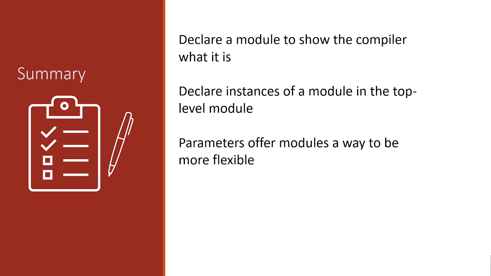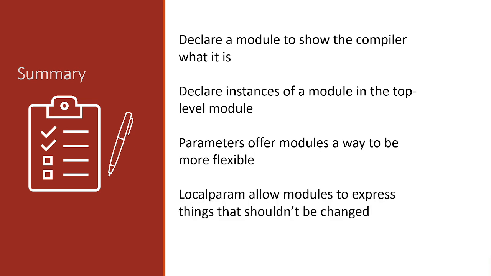Parameters offer more flexibility to module definitions. You can allow someone to more easily modify something that they may want to change in the module. Localparams allow you to express in your code that something shouldn't be changed or modified in the module. Modules allow us to define our design in chunks and build up a hierarchy of components. They're also reusable across projects, and this is important in order to make sure that we make the most of our investment.